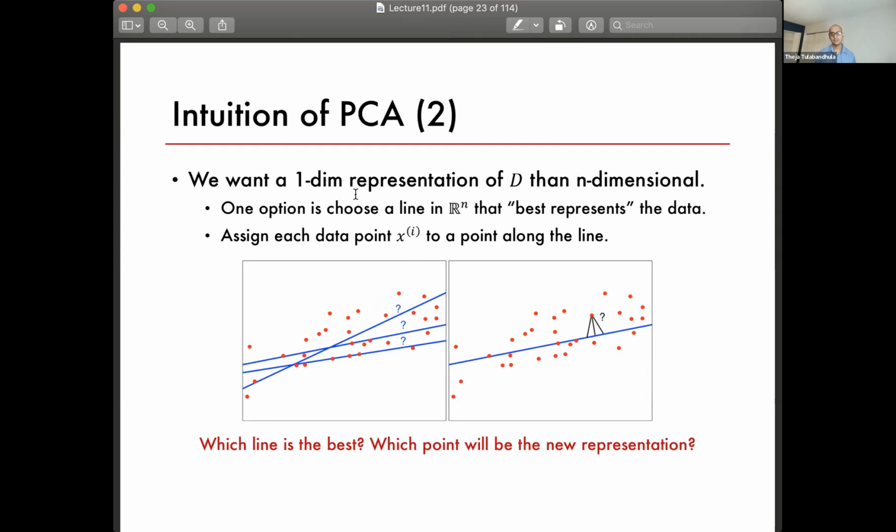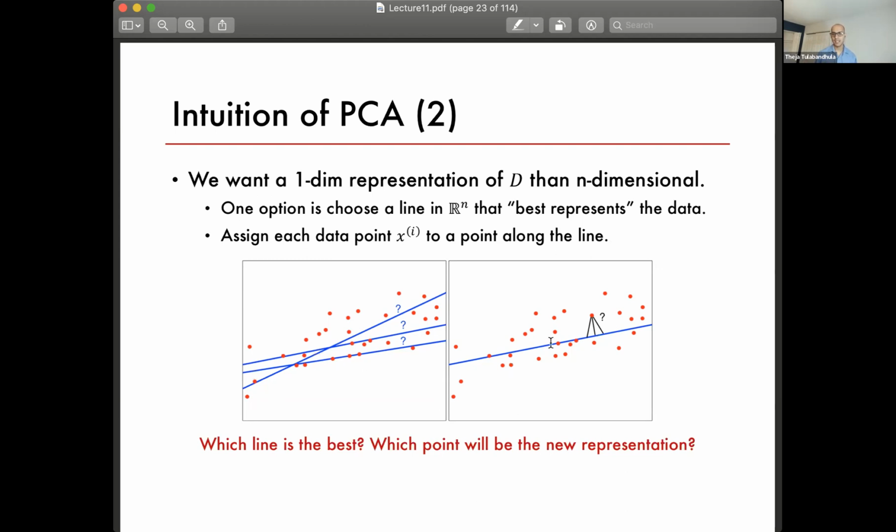One option, at least in this illustration, because our data points are just 2-dimensional, is to choose a line in the 2 dimensions that best represents this data. Remember, a line is a 1-dimensional manifold in a 2-dimensional space. How do we choose a line? We have to choose a line such that for each data point, there is a corresponding point on this line. There could be multiple lines in this 2-dimensional space, these blue lines on the left side.